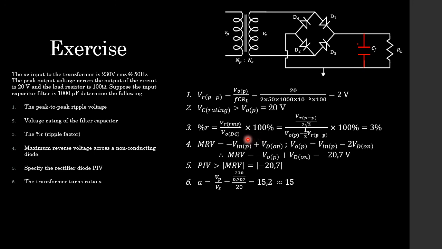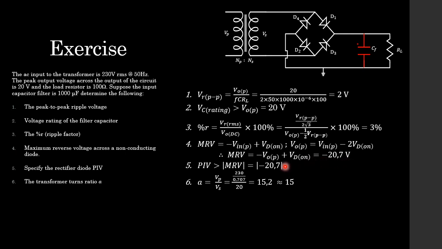But now, students, we don't have any input peak voltage given. So we know that our output peak can be expressed by our input peak minus 2 times VD on. And that is the expression for a full wave bridge rectifier, which we derived previously. So using that expression, we rearrange it to make V input peak the subject. Then we have an expression for V input peak, which we can substitute in here and simply calculate our maximum reverse voltage to be minus 20,7 volts.